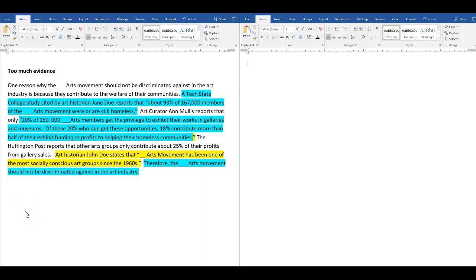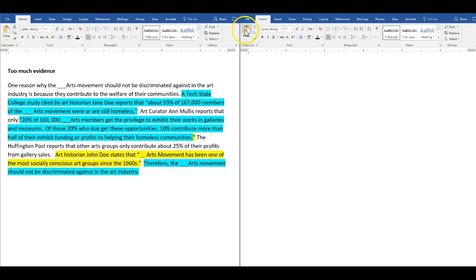The next developmental problem is too much evidence. This is when the student thinks that quantity is better than quality in a paragraph. We can see here in this example, there's one quote, followed by another quote, followed by another quote, and then the concluding sentence. These quotes aren't really explained. There's no real purpose to them other than being dumped into the paragraph and not really fully explained.